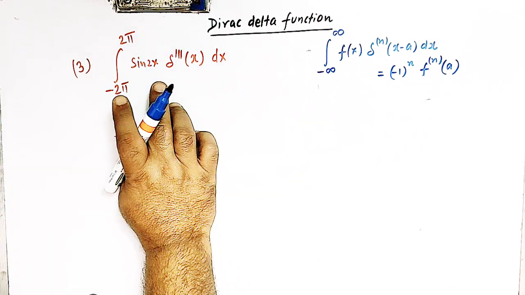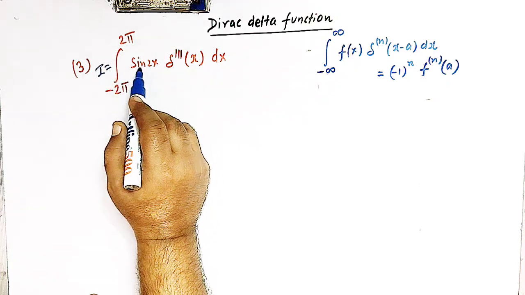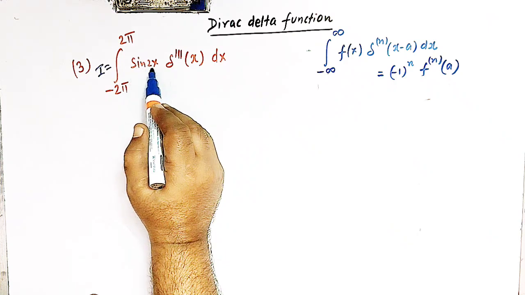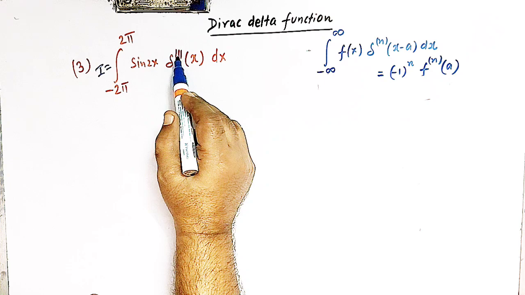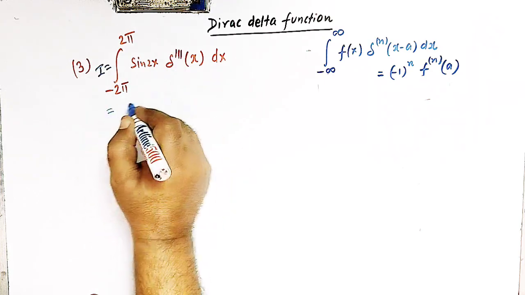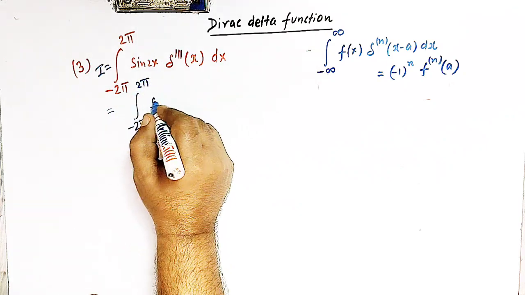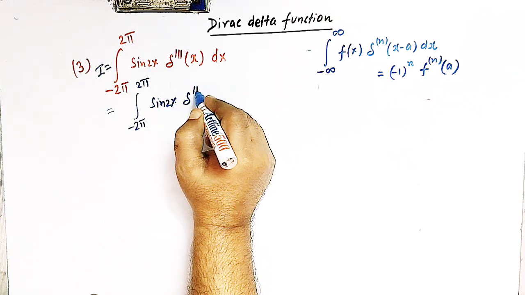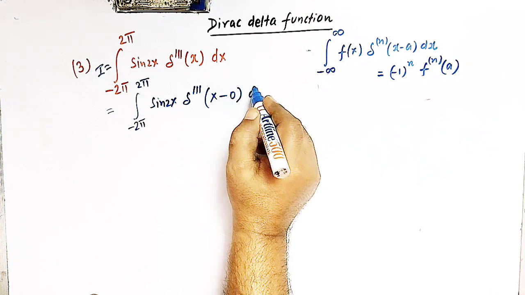Now consider this problem, right? And here we have to evaluate this integral from minus 2 pi to 2 pi, and we have sine 2x and delta triple prime. Here the third derivative of delta function is involved, right? So we can also write this integral as minus 2 pi to 2 pi. Then we have sine 2x, and here delta triple prime, and then we have x minus 0, right?